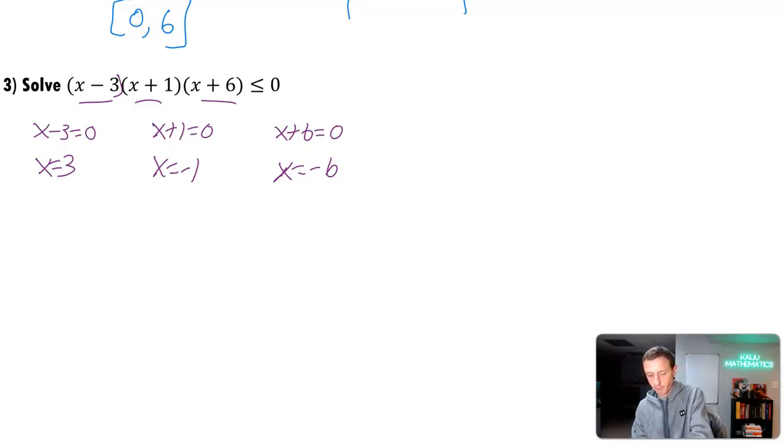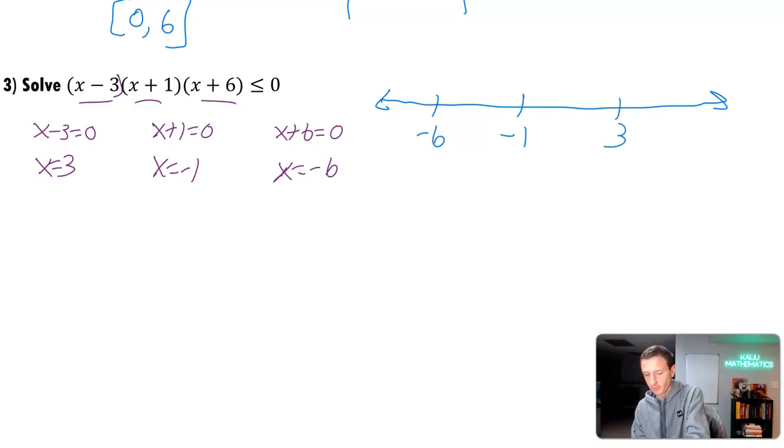So we have a lot of regions that are going to be generated here. So I'm going to make my number line pretty big. So my first one is negative 6. Next one is negative 1. And then we have 3. So we have potential regions of negative infinity up to negative 6, negative 6 to negative 1, negative 1 to 3, 3 to infinity. So we have 4 regions that we have to test.